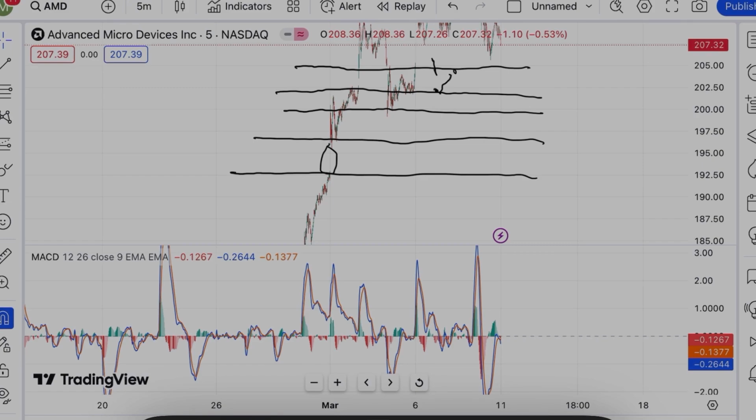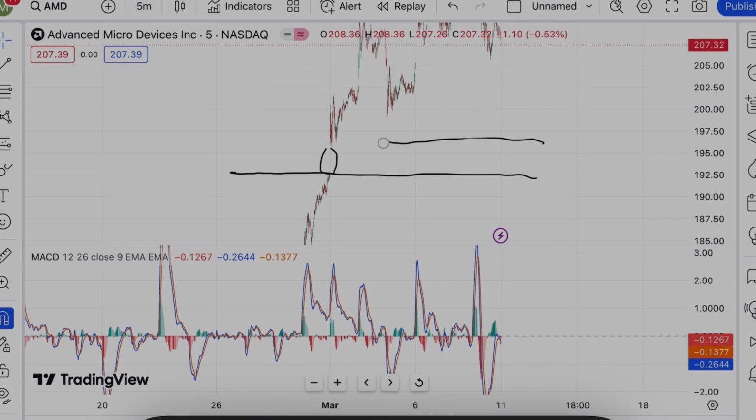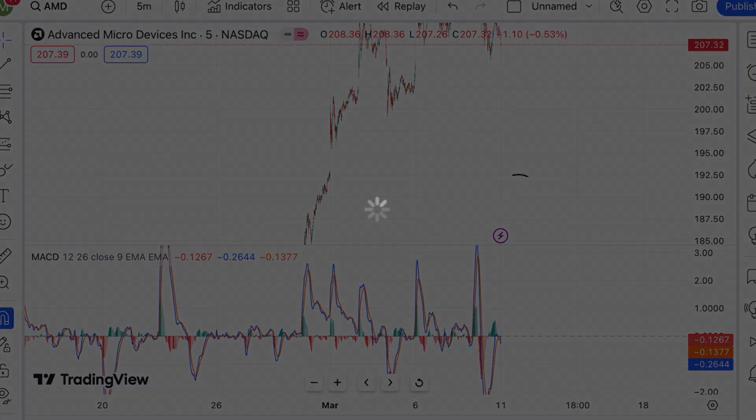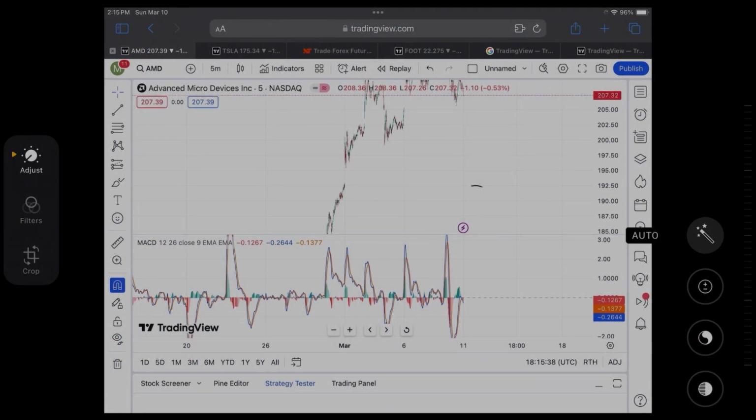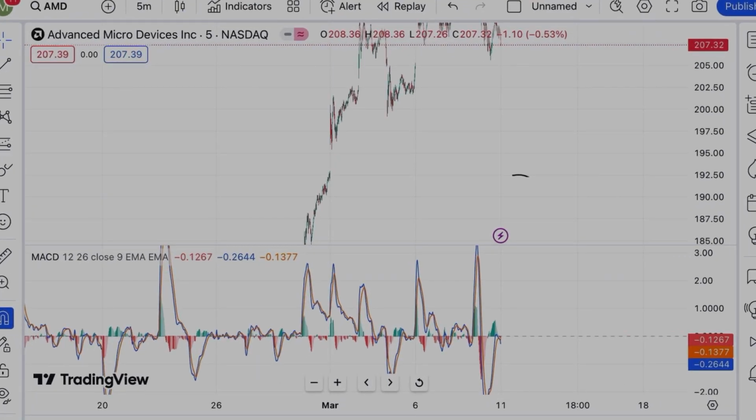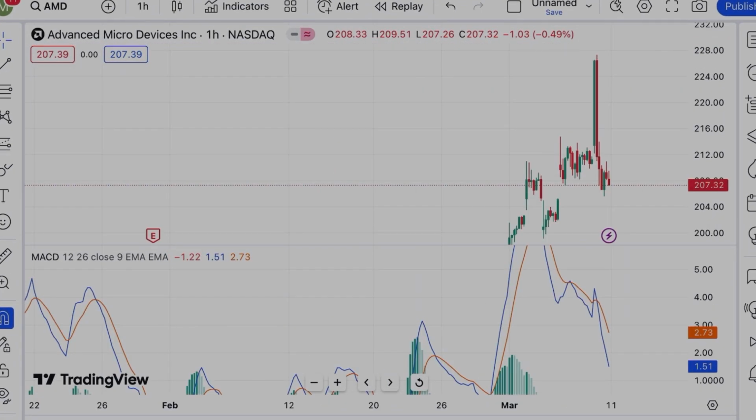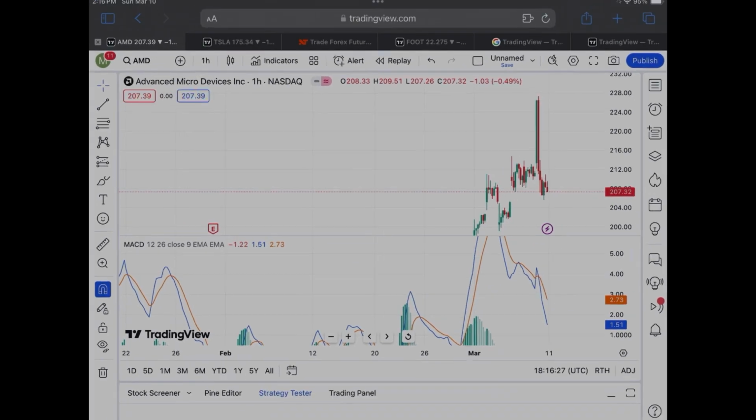If it bounces up from here, then you know you could either take profit here because it might bounce back down, or it could continue going up. However it goes, you use these areas to decide when you're going to get in and get out, but don't be in there all day. Don't be in there too long, right? So let's look at something else. I'm giving y'all the whole game today.